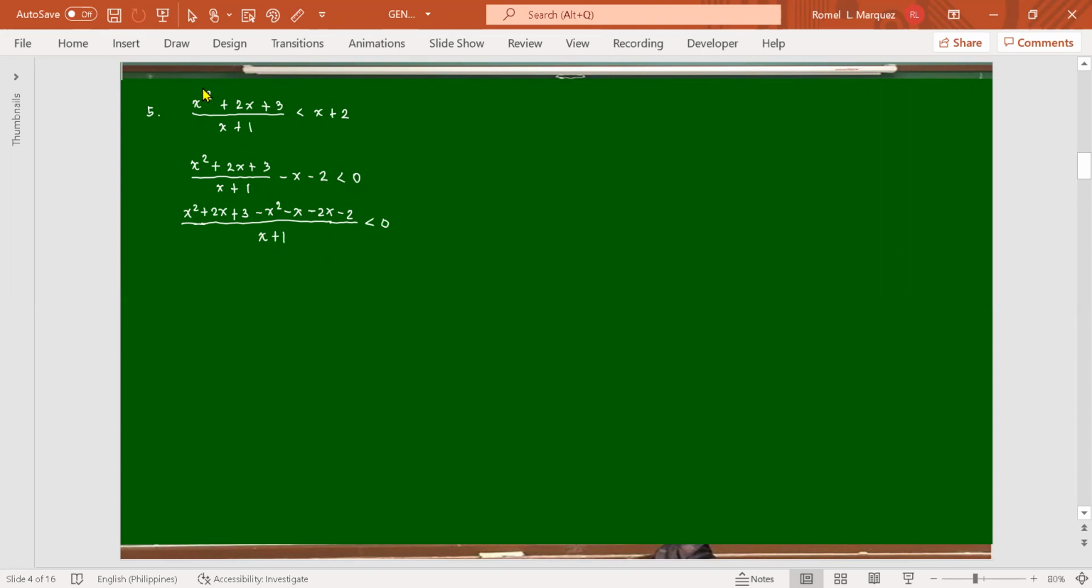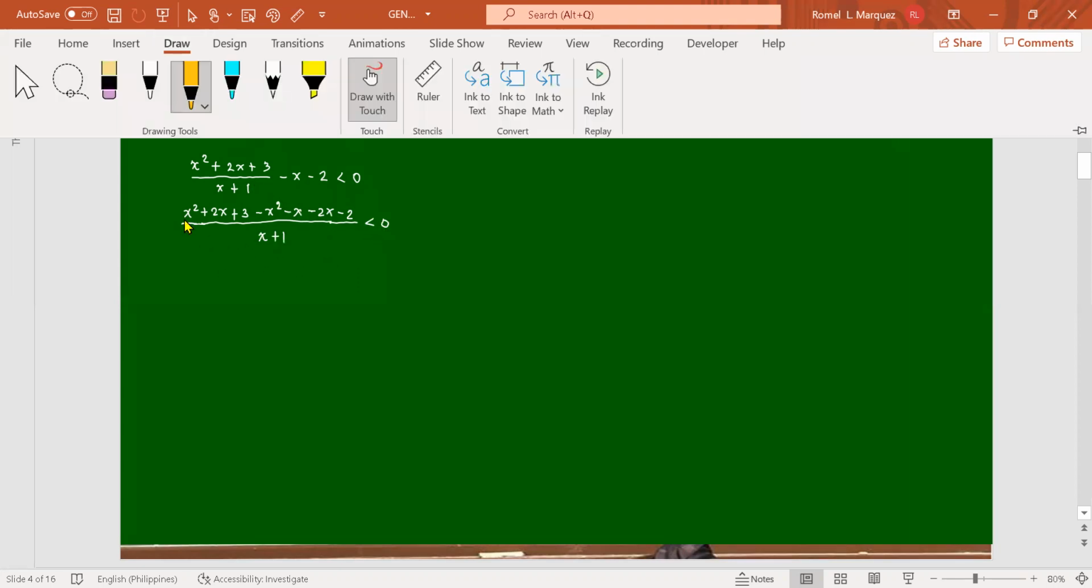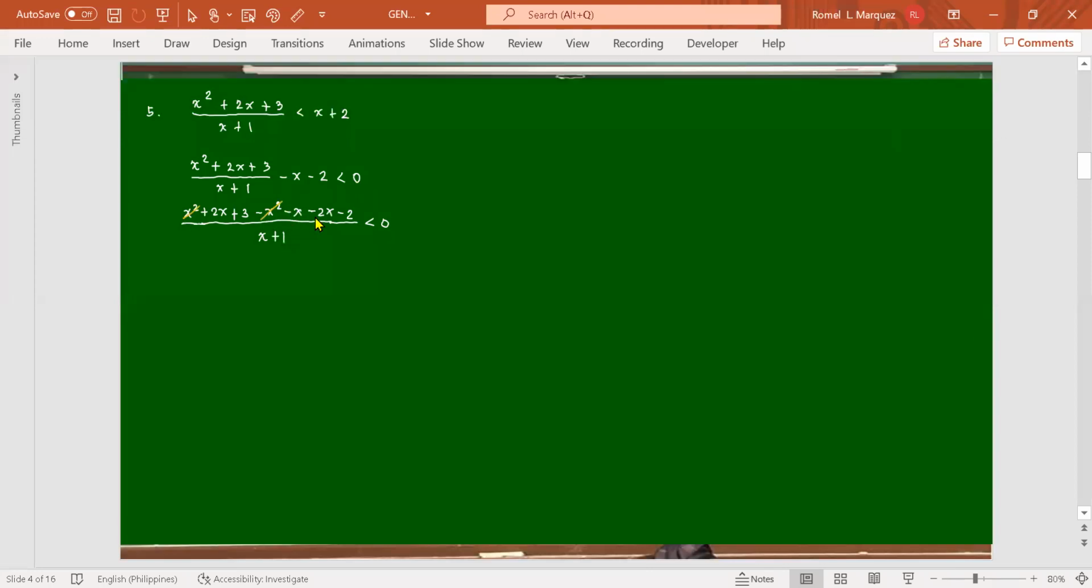Let's simplify. So this is eliminated. 2x and negative 2x are also eliminated. What is left? Negative x. What else? 1 plus 1, positive 2... negative x plus 1 all over x plus 1, less than 0. Okay?